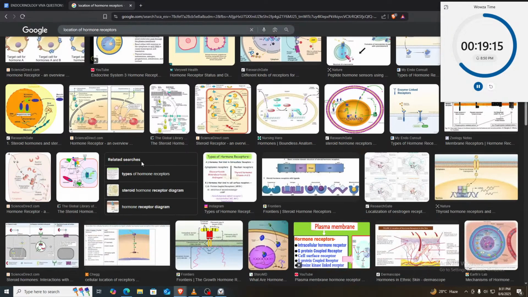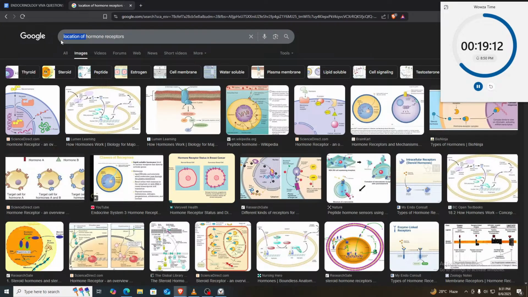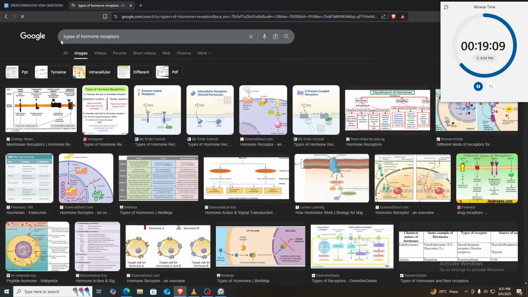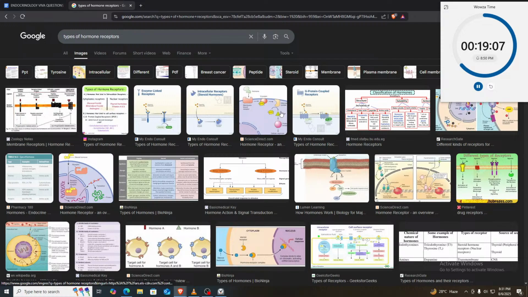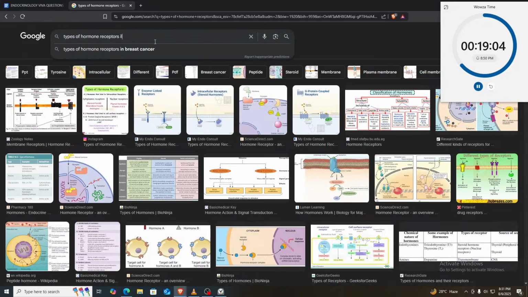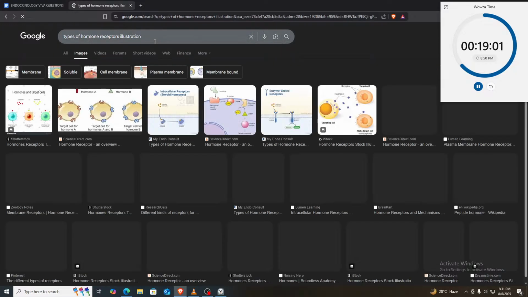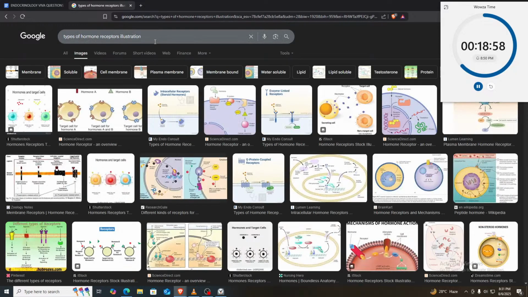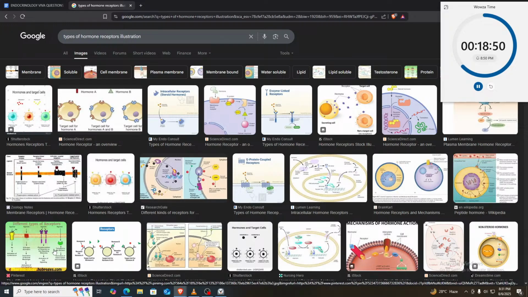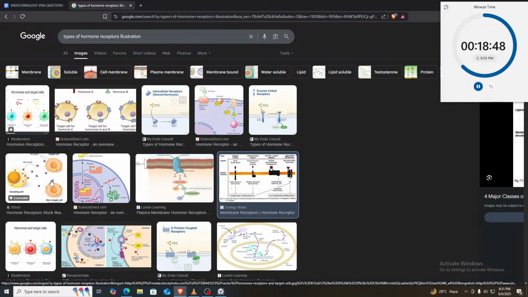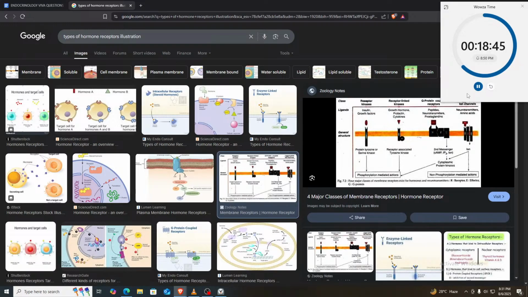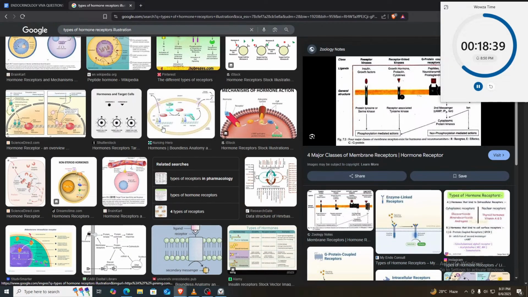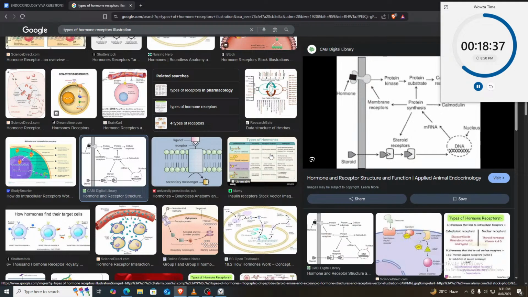Huh. Types of hormone receptors, like a better search word. And let's look for illustration. Yeah, nothing. Why though? Nope. Okay, no luck by the looks of it.